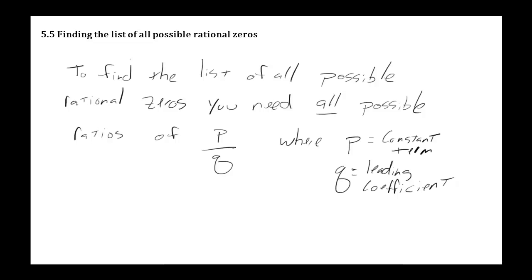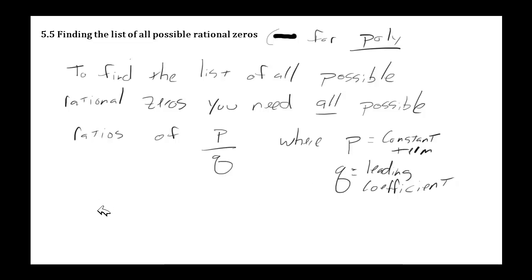Okay, we're in 5.5 and we're going to find the list of all the possible rational zeros. And here, this would be for a polynomial. To find all the possible rational zeros, you need all the possible ratios of p over q, where p is your constant term and q is your leading coefficient.